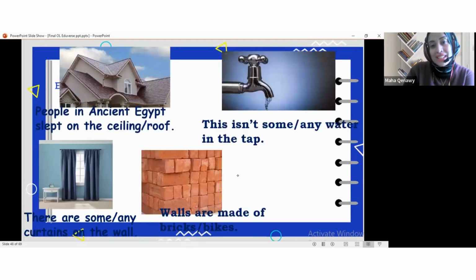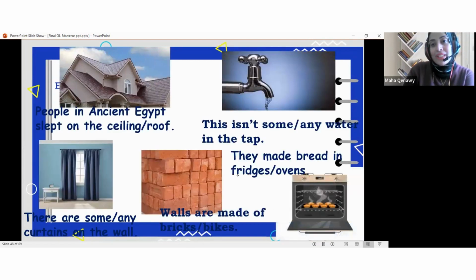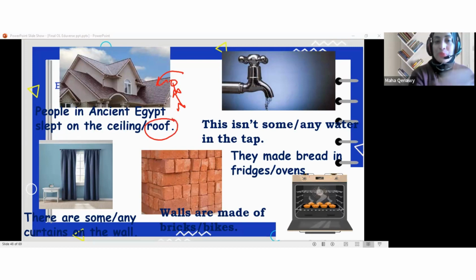Can you see these pictures, my friends? Let's choose the correct answer. People in ancient Egypt slept on the ceiling or on the roof. And what's the difference between a ceiling and a roof, my friends? If you are standing outside the building and you can see it from outside, it's the roof. People slept on the roof.